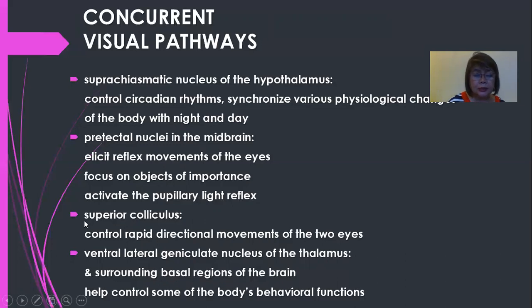Okay. The superior colliculus controls rapid directional movement of the two eyes together. So if it moves to the right, to the left, they are conjugate. There's conjugate movement of the two eyes. Then some fibers will also go to the ventrolateral geniculate nucleus of the thalamus, and surrounding basal regions of the brain, which will control some of the body's behavioral functions.